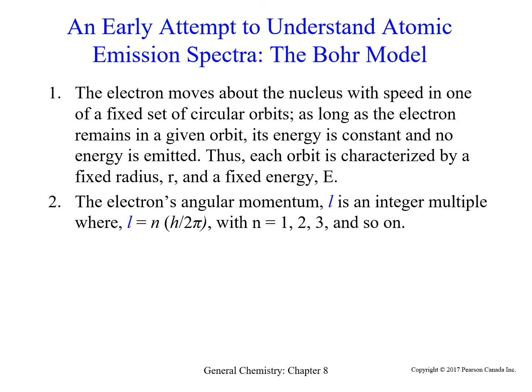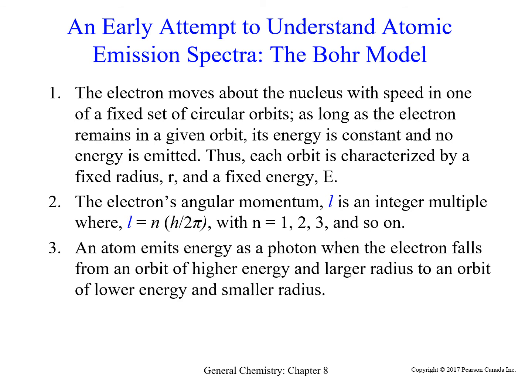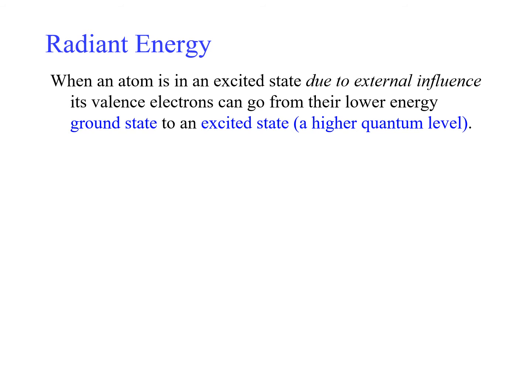And so an atom emits energy as a photon when the energy falls from a higher energy level to a lower energy level. Radiant energy: when an atom is in an excited state due to the external influence on its valence electrons, it can go from lower energy. When something is heated, the outer electrons, the electrons furthest from the nucleus, can be promoted to higher energy levels. So they go from a ground state to an excited state based on external influences, typically heat or intensity of light.